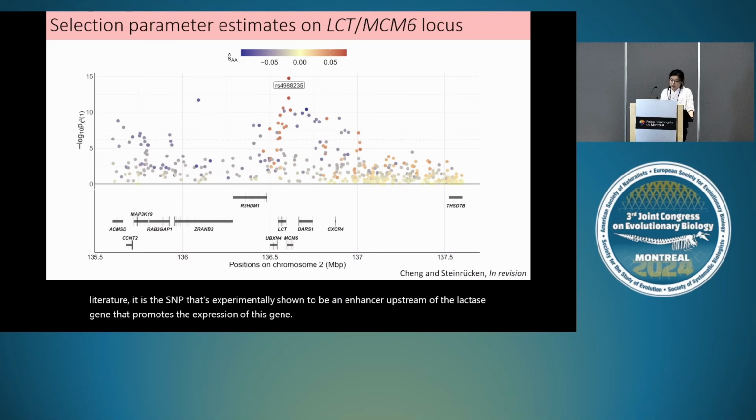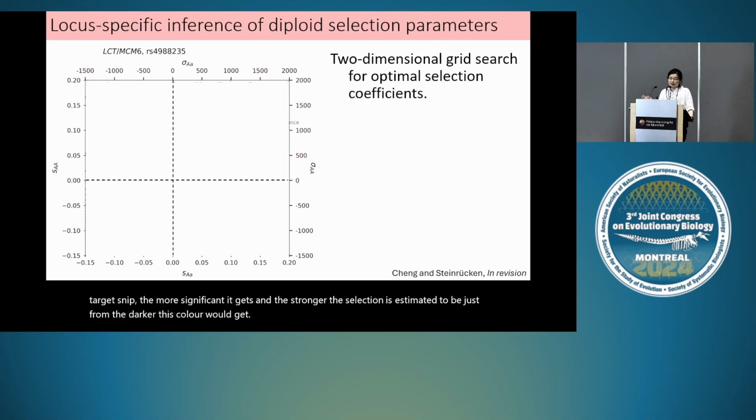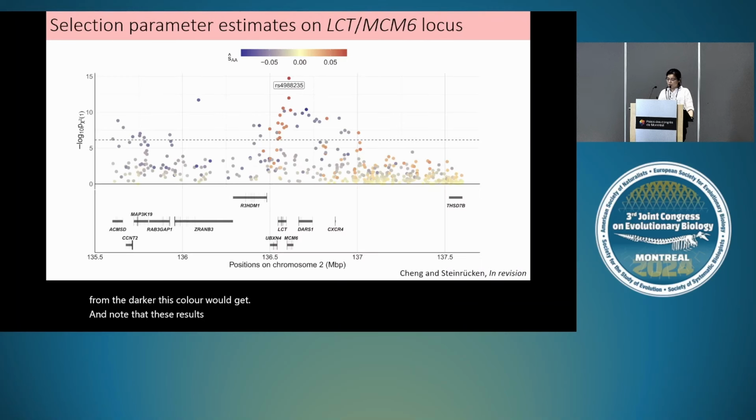And when we further zoom in, we can also color the dots by the maximum likelihood estimates of the selection coefficients. And we can see the closer we get to the target SNP, the more significant it gets, and the stronger the selection is estimated to be, just from how dark the color gets. And note that these results are all done while fixing the dominance to be 0.5.